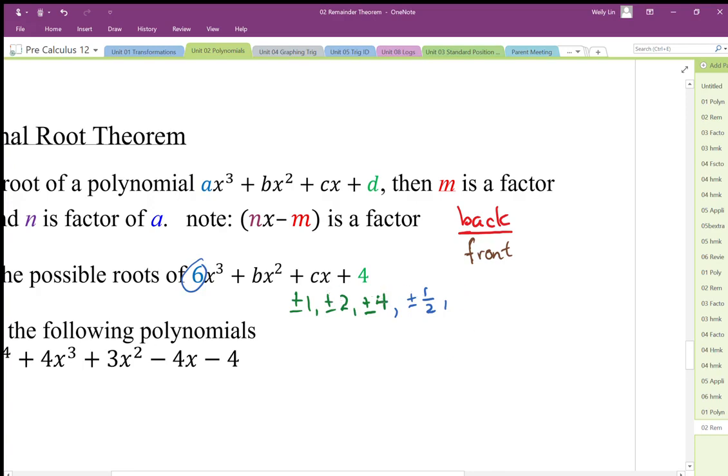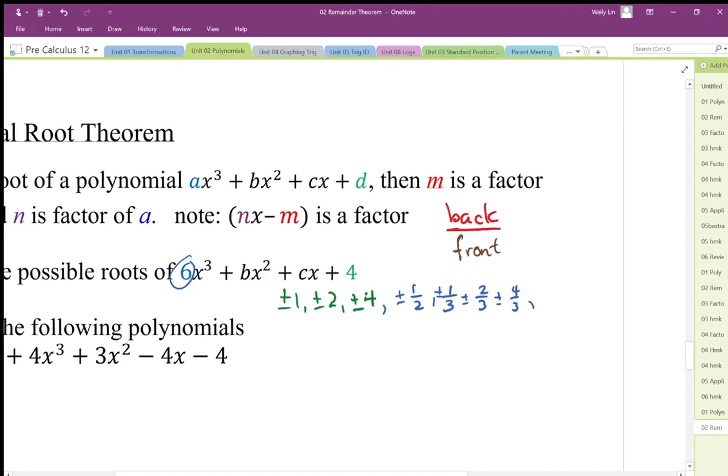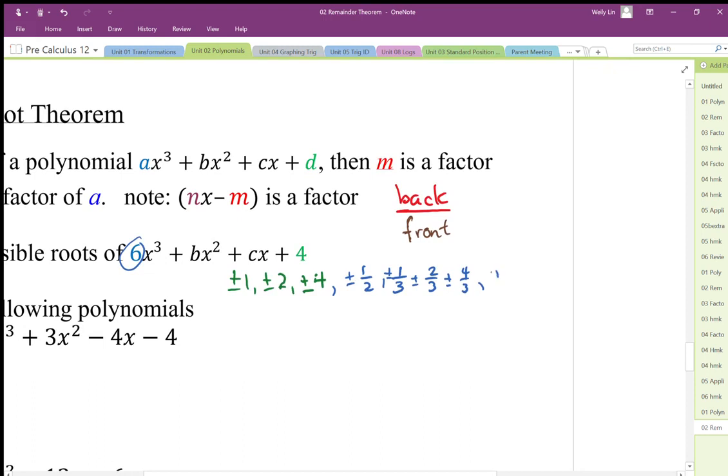And then the other divisors are 3 and 6. So I'm going to say, well, I could have plus minus 1 over 3, plus minus 2 over 3, plus minus 4 over 3. And then I can do the divisors of 6. So plus minus 1 over 6, plus minus 2 over 6. Well, the 2 over 6 is a redundant one because we have it right there, so I'm not going to put that one down. And plus minus 4 over 6. Again, 4 over 6 is redundant, although if you leave it in, that's perfectly fine. I'm just going to leave it like that.